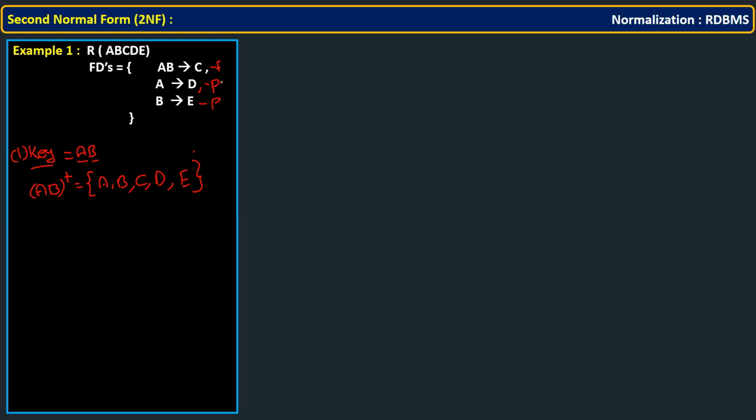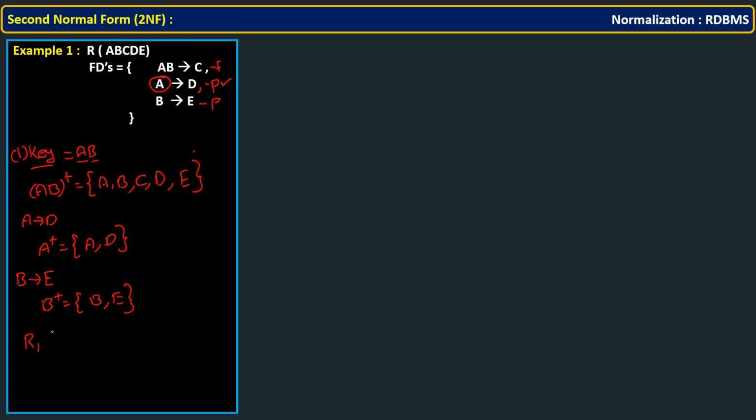So take every partial functional dependency one by one and then find the LHS closure. Let us take the first one, A derives D. So find the A closure here. A closure gives A deriving D. Is it deriving anything else? Nothing. Then take the other partial functional dependency. Find the B closure here: B and B deriving E. So what is going to happen?